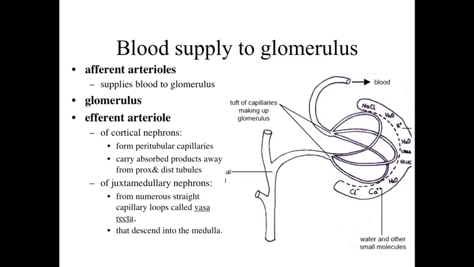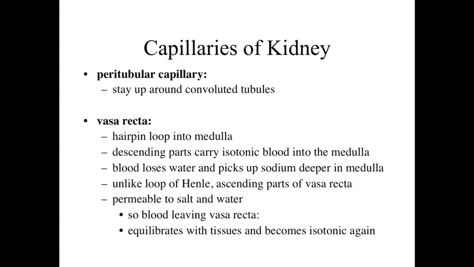Or if we're looking at the efferent arterioles from the juxtamedullary nephrons, they're going to give rise to a series of capillary loops that are going to run parallel to our loops of Henle. And they're going to extend down into the medulla and be referred to as the vasa recta. So again, the secondary capillary beds that we're going to have within the kidneys are going to be the peritubular capillaries. They're going to stay up within the cortex. And again, still circle around our proximal and distal convoluted tubules, carrying away the materials that are reabsorbed by those cells.